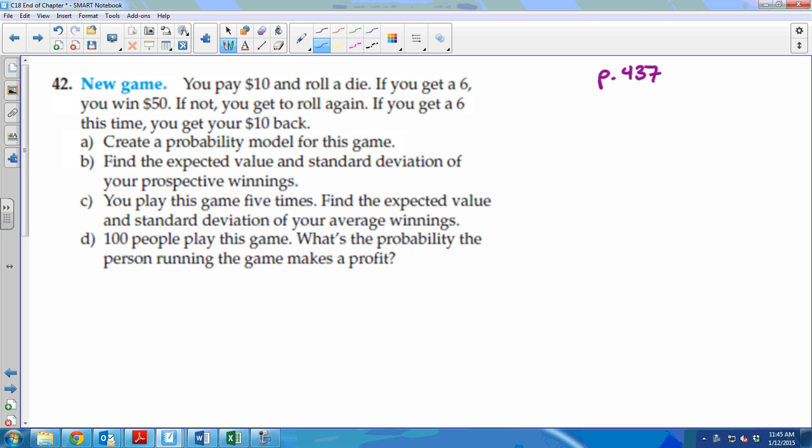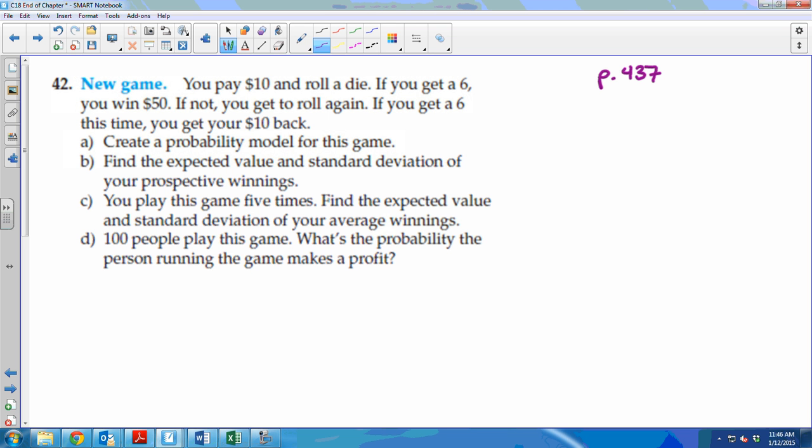So in 42, it says you pay $10 and roll a die. If you get a 6, you win $50. If not, you get to roll again. If you get a 6 this time, you get your $10 back. All right. Well, part A says create a probability model for this game, and part B says find the expected value and standard deviation of your winnings.